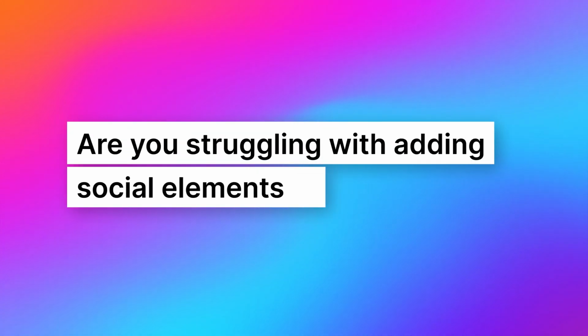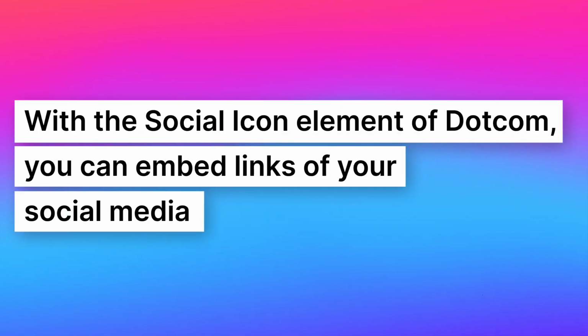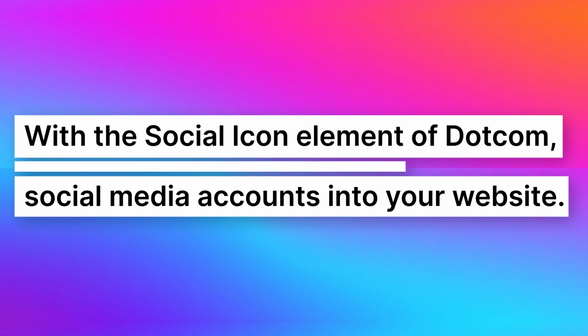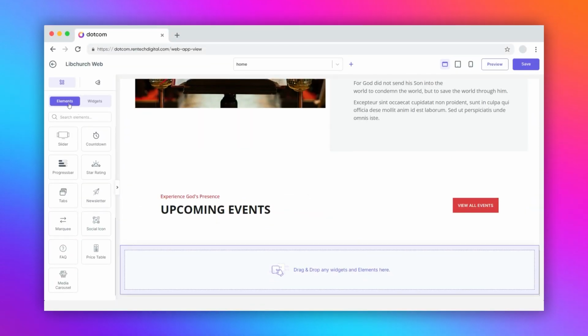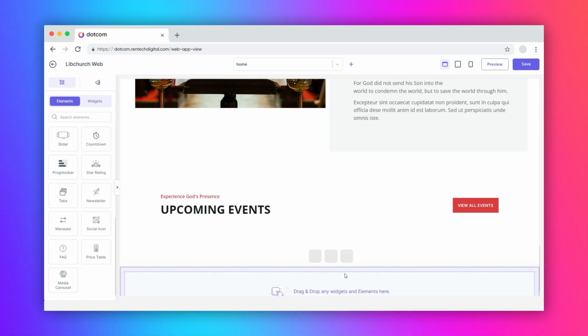Are you struggling with adding social elements to your website? With the social icon element of Dotcom, you can embed links of your social media accounts into your website. Navigate to the desired theme page in your Dotcom account and click Elements. Drag and drop the social icon element to the design canvas.